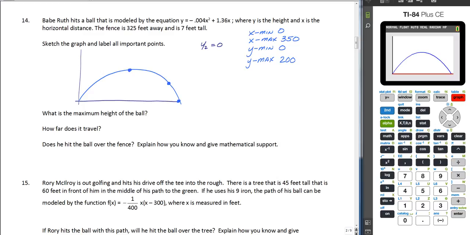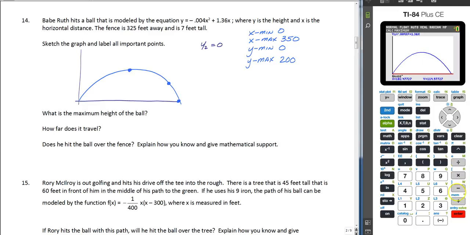So let's talk about those keystrokes again. To find a maximum, you need to press second, trace. And number 4 is maximum. And it's going to ask you to do a left-bound, right-bound guess. So once you're at the maximum point, you need to just kind of back up to the left a little bit. Click enter. And then you need to go to the right of it a little bit.